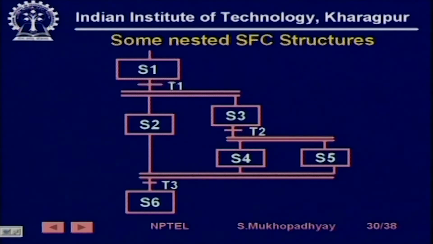You can nest programming, you can nest a concurrent loop within a concurrent loop. So, here if T1 occurs, S2 and S3 become active, then from S3 if T2 occurs, then simultaneously S2, S4 and S5 can become active, and if all of them are active, then T3 will take place and then S6.